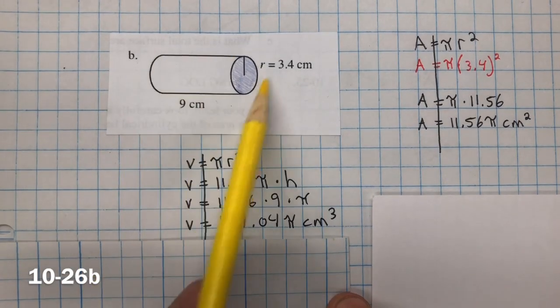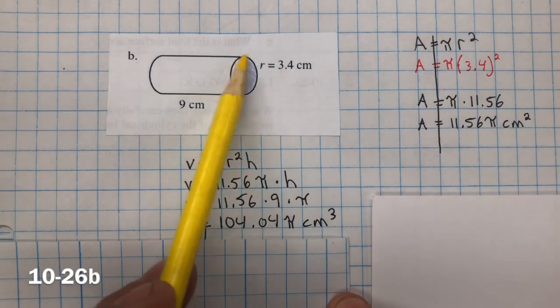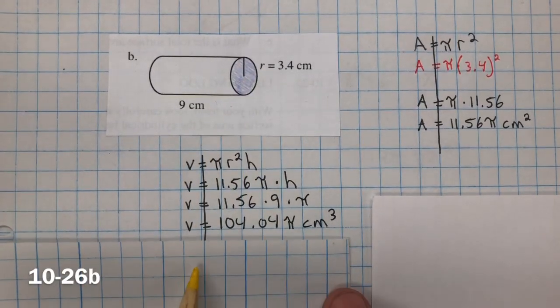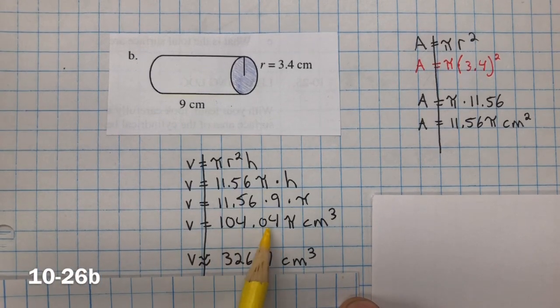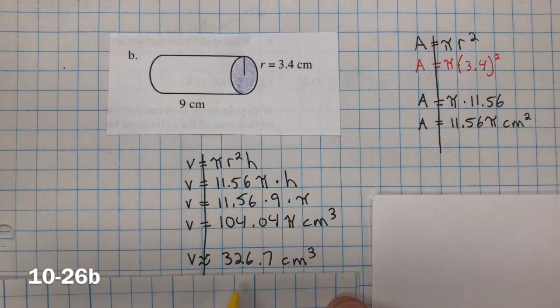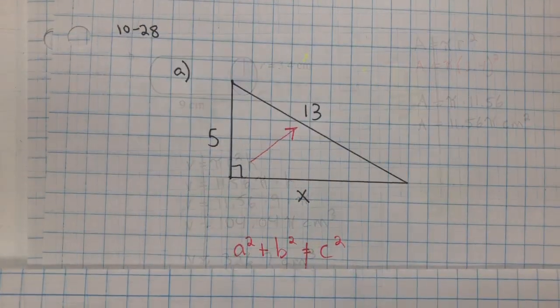And again, this is a three-dimensional shape, so it's cubic, not squared. Area, flat surface, is going to be squared. To find the approximate value, 104.04 multiplied by 3.14 gives us 326.7 cubic centimeters.